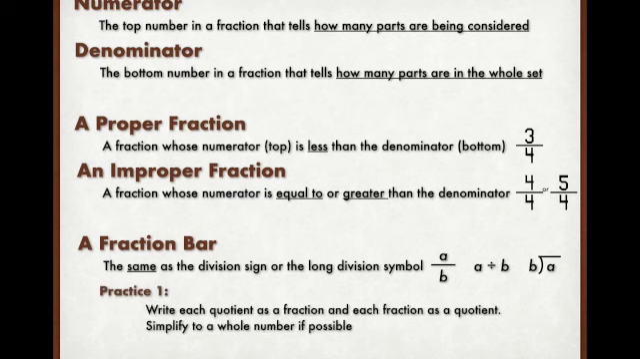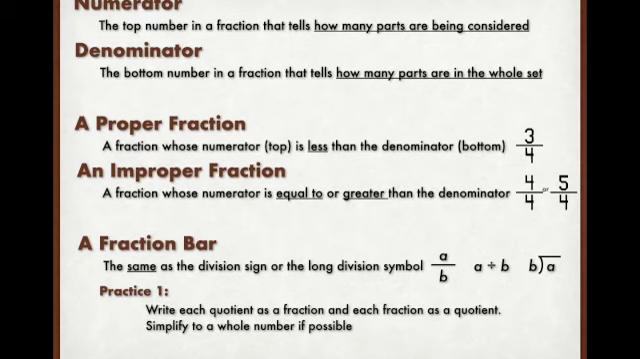The numerator is the top number in a fraction. This tells us how many parts are being considered, how many parts of the whole. The denominator is the bottom number. This tells us how many parts are in the whole set.